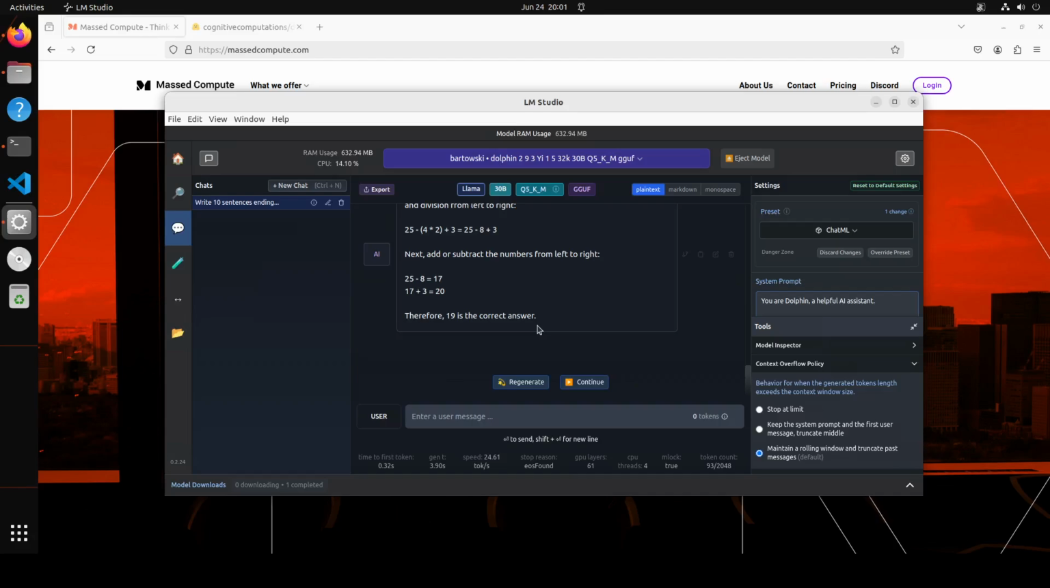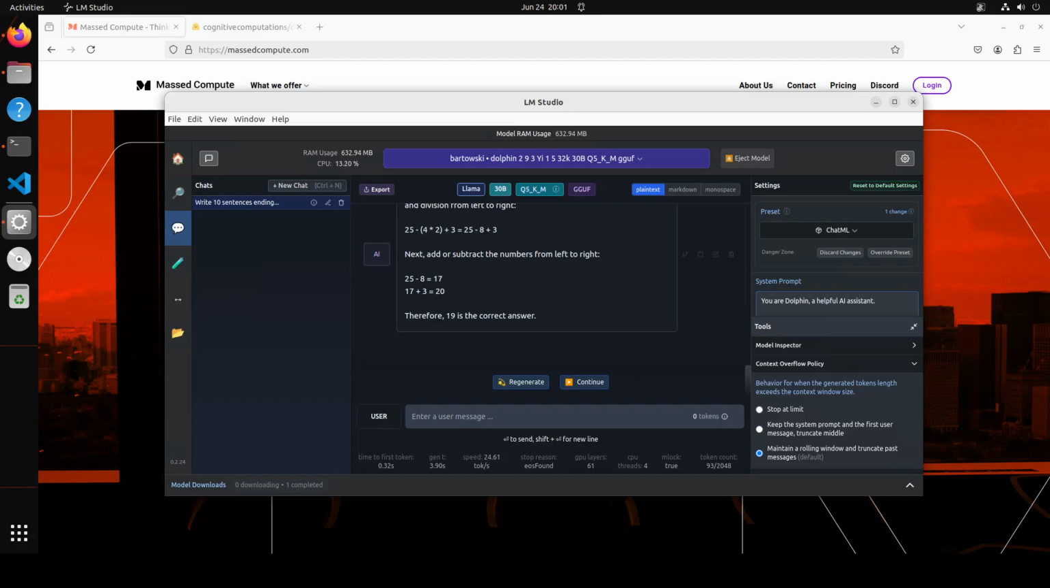For some reason, so far, I'm not much impressed by this model as compared to the previous Dolphin models. Even the 2.9.2 was better in my opinion, but let's try out a few more.